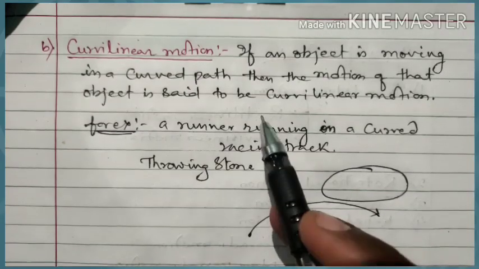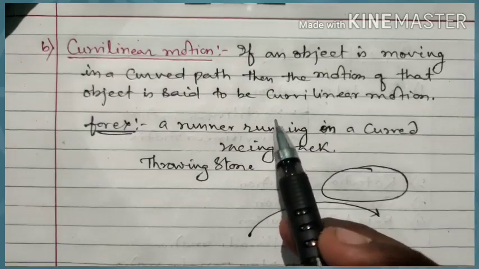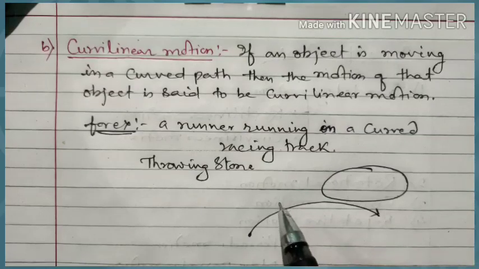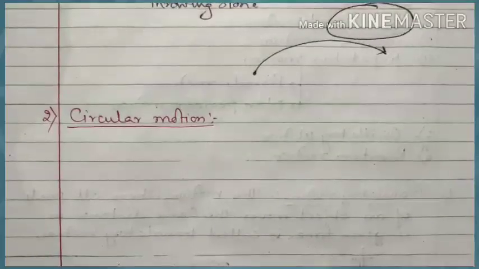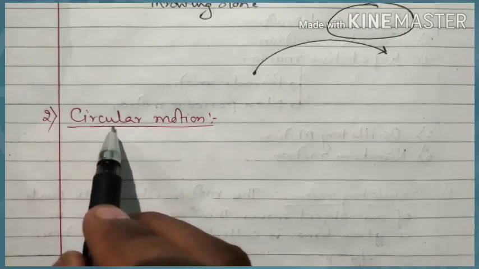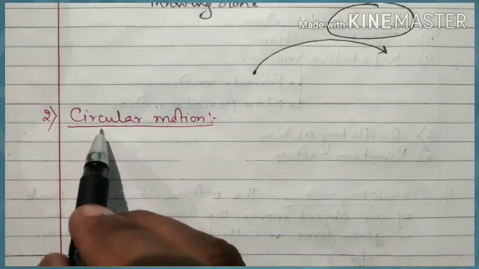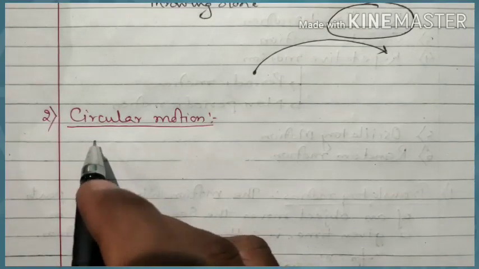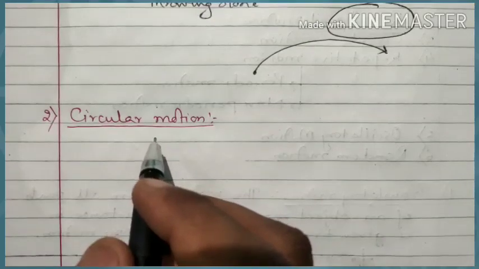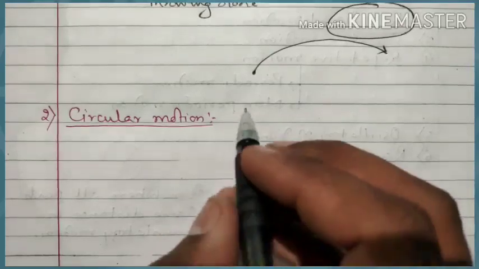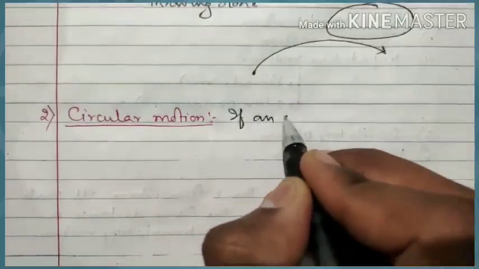Hope that translatory motion with its two parts, rectilinear and curvilinear, is quite clear to you. Let us move to the second type of motion, that is circular motion. By its name, the word circular has been derived from circle, and motion. It means the motion in a circular path. The motion in a circular path is called circular motion.